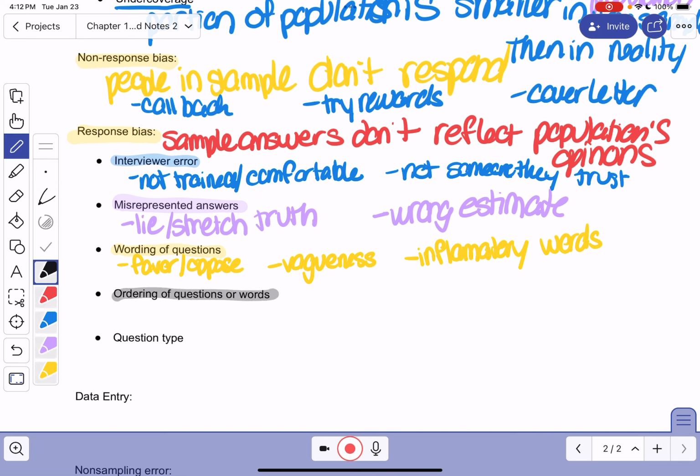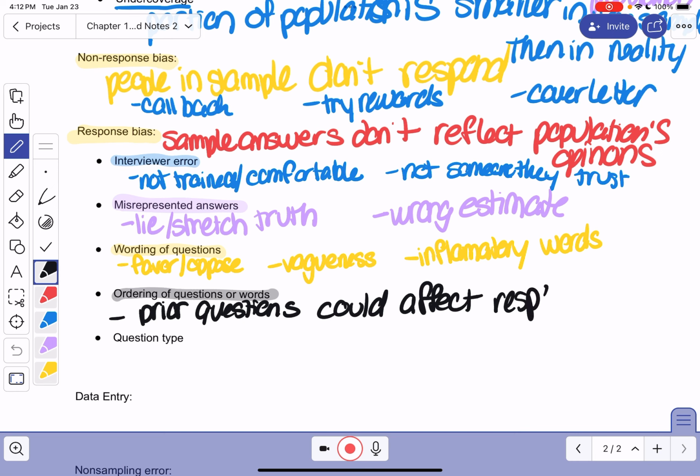Ordering of the questions or word. So prior questions could affect how you feel, how you respond. So if I'm asking questions about certain things, people might respond one way. But if I then put something in front of that question that makes it sound worse, I might change my response.